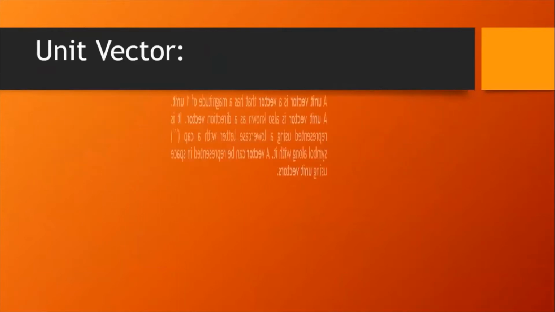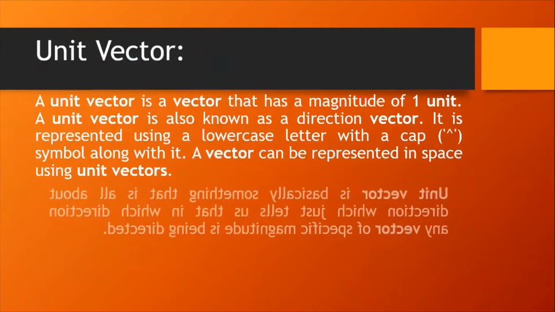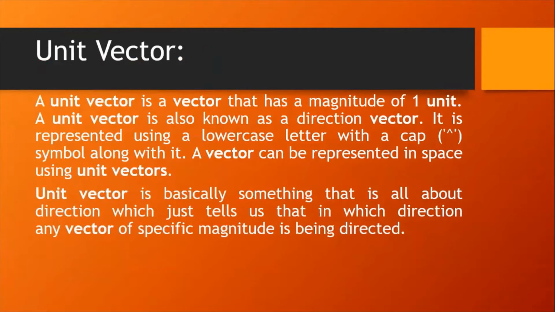This is the unit vector. And what is a unit vector? A unit vector is a vector that has a magnitude of 1 unit. A unit vector is also known as a direction vector. It is represented using a lowercase letter with a cap symbol. Along with it, a vector can be represented in space using unit vectors. Unit vector is basically something that is all about direction, which just tells us in which direction any vector of a specific magnitude is being directed.